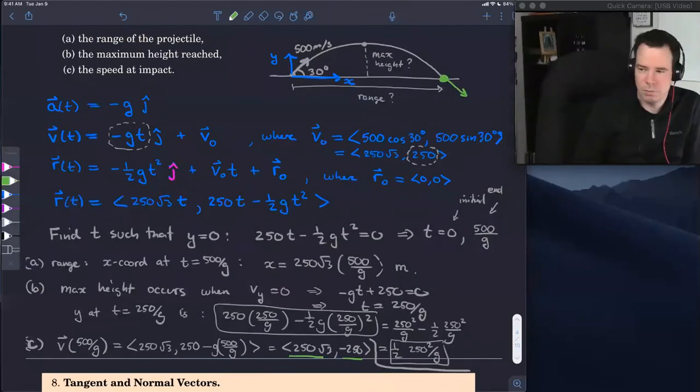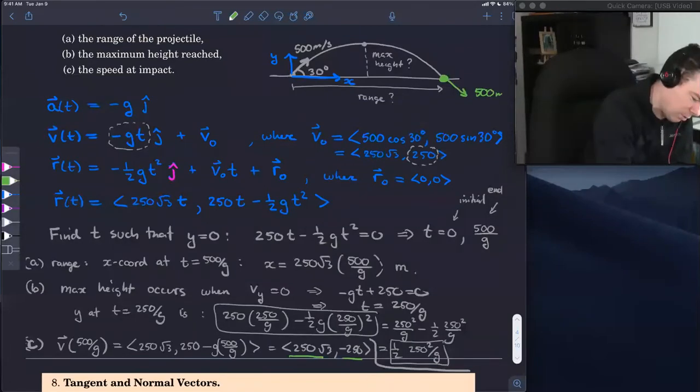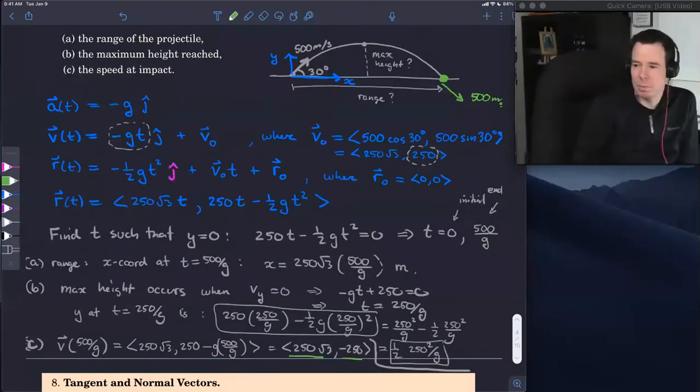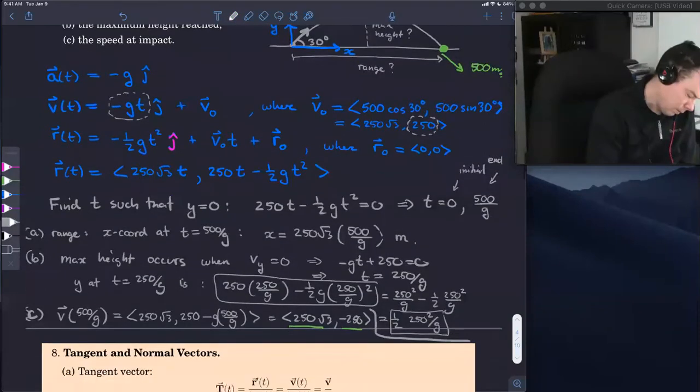It started at positive 250, now it's negative 250. So it's still traveling at 500 meters per second, and it's just now happening in the downward direction. So our final speed at impact is still 500 meters per second.